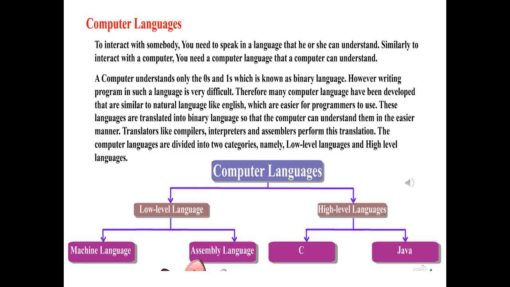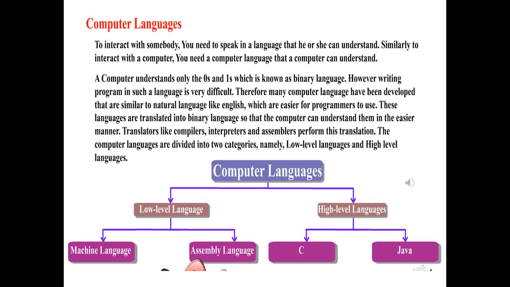So next topic is computer languages. To interact with somebody, we need to speak in a language that he or she can understand. Similarly, to interact with the computer, we need a computer language that a computer can understand. A computer understands only zeros and ones, which is known as binary language or machine language. Writing programs in machine language is very difficult. For this, high level programming languages have been developed, and they can be written in English. Language translators like compilers, interpreters or assemblers translate the programs into machine code.